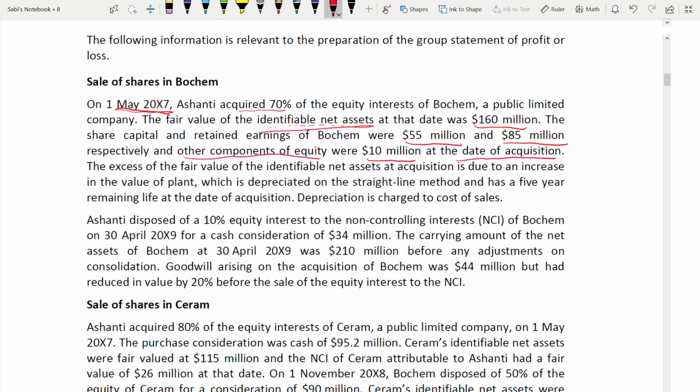Excess of fair value of identifiable net assets at acquisition is due to an increase in value of the plant, which is depreciated on a straight line basis and has a 5-year remaining life at the date of acquisition. Depreciation is charged to the cost of sales. You should know where an item is charged. This will help you make the changes in that place only, in the cost of sales. And the identifiable net assets you have to further adjust, because there's a depreciation relating to the value of the plant, depreciated on a straight line basis over 5 years, right?